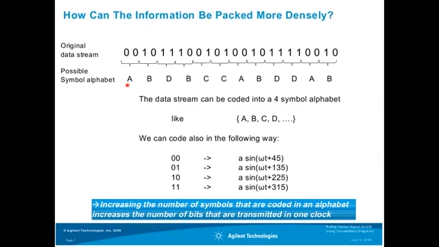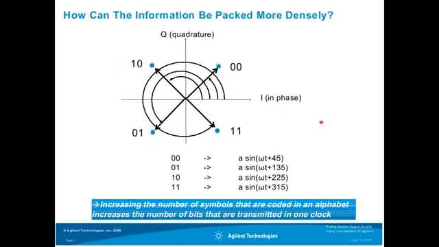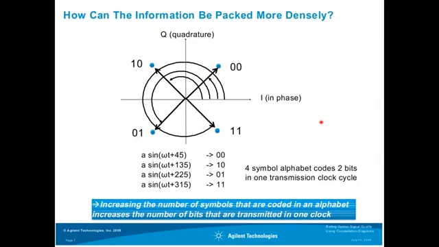But we are free in coding, and so we can code this also in another way. We could, for example, use the 0, 0 and code this as A times sin(ωt + 45 degrees). And we can code the 0, 1 as A sin(ωt + 135 degrees), and so on, coding the 1, 0 with 225 and 315 degrees. So in this case, we are increasing the number of symbols that are coded in an alphabet, and this increases the number of bits that can be transmitted in one clock. And this is a very basic concept of advanced optical modulation formats.